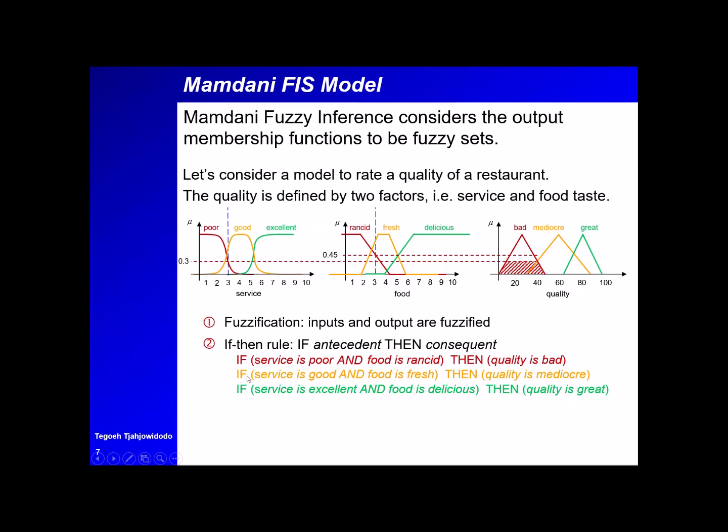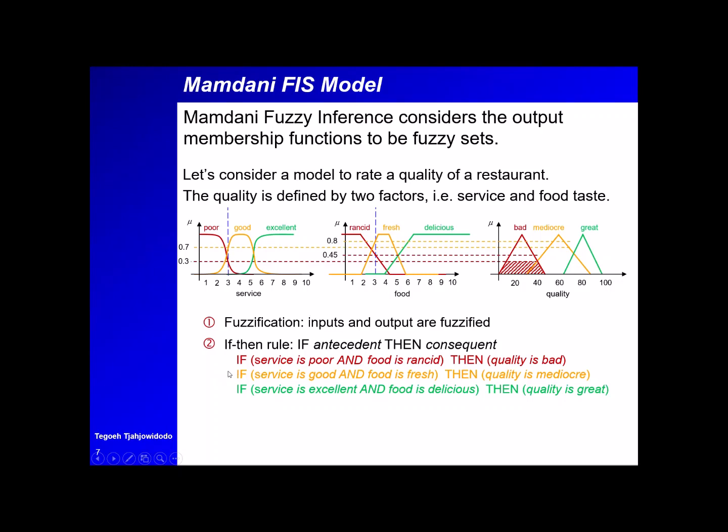Now I have to evaluate it for the second membership function. If service is good and food is fresh, then quality is mediocre. I will take a look again here for a grade of 3 for the service of that restaurant. The grade is 3. If I look at the scale on the good membership function, apparently it's equal to 70%. And for food taste of grade 3, if I look at the fresh membership function, it will be somewhere here. The value apparently is 80%.